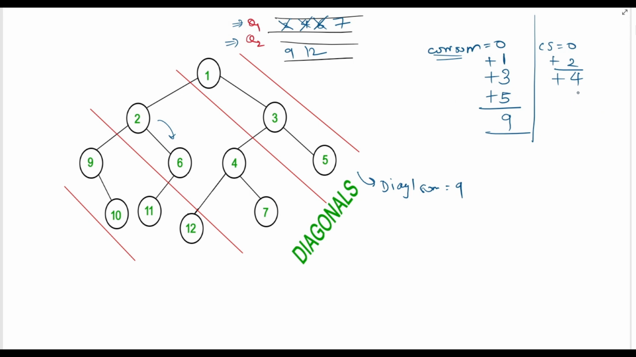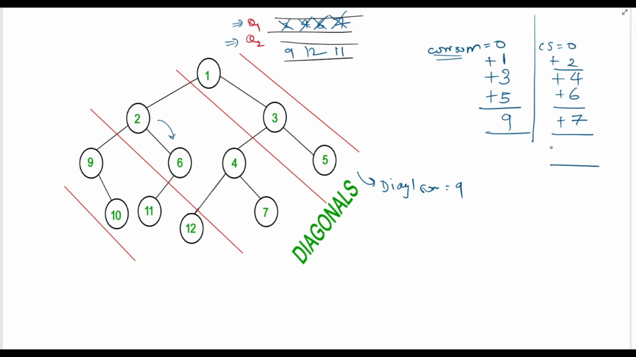Take out 6. 6 does not have a right, so we will not add anything to Q1. And in Q2, we will add 11, okay? So here, 11, correct? And add 7. 7 does not have any right nor left.